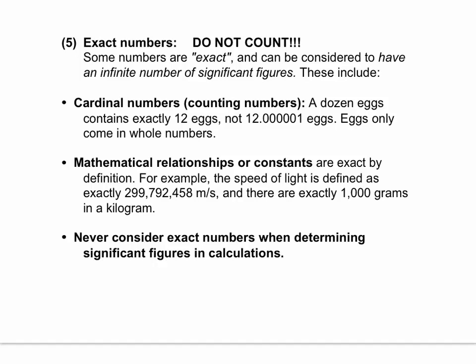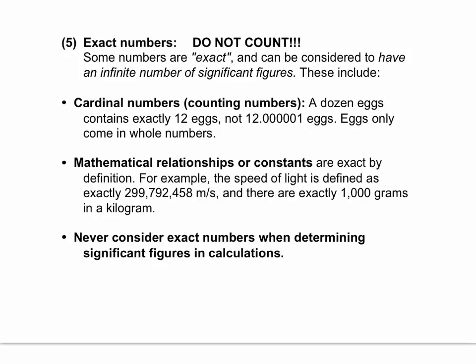So, some examples of exact numbers are what we call cardinal numbers or counting numbers. For example, a dozen eggs is exactly 12 eggs, no more, no less. It is not 12.1 eggs, 12.01 eggs. It is 12 point and then an infinite number of zeros after it because it is exactly 12. Other examples of exact amounts would be mathematical relationships, metric conversions. There are exactly 1,000 grams in a kilogram.